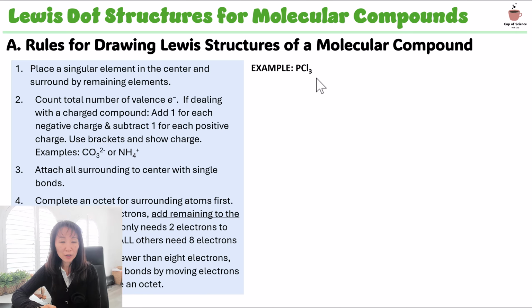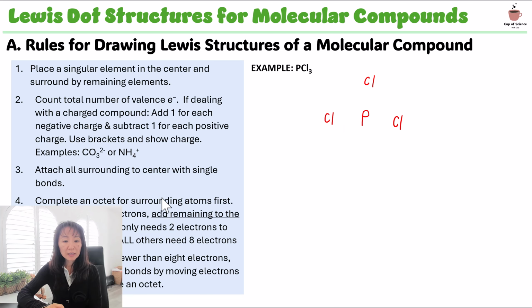Let's begin with the very first rule. It says place a singular element in the center and then surround it with the remaining elements. So if you look at PCl3, the singular element is phosphorus, P. So I'm going to put that in the middle and then chlorines around it. So this is sort of like my skeletal structure.